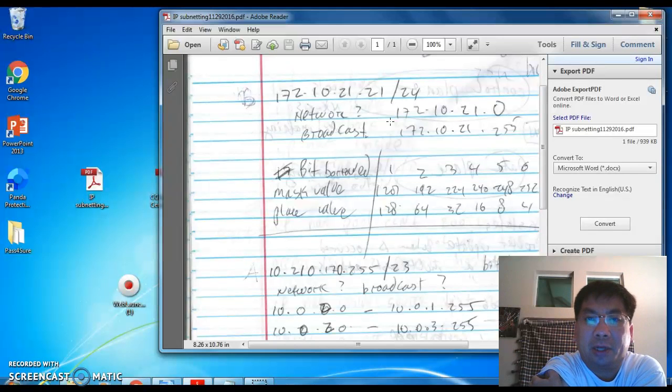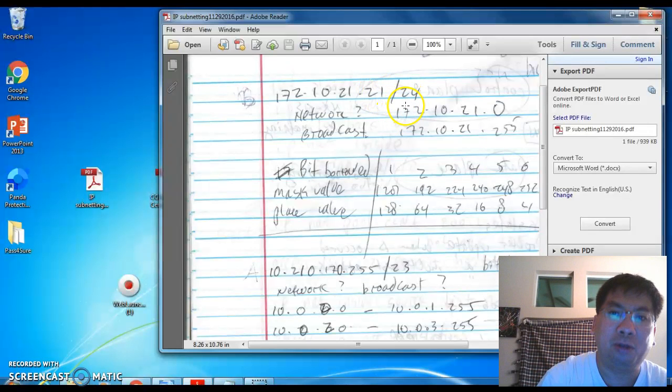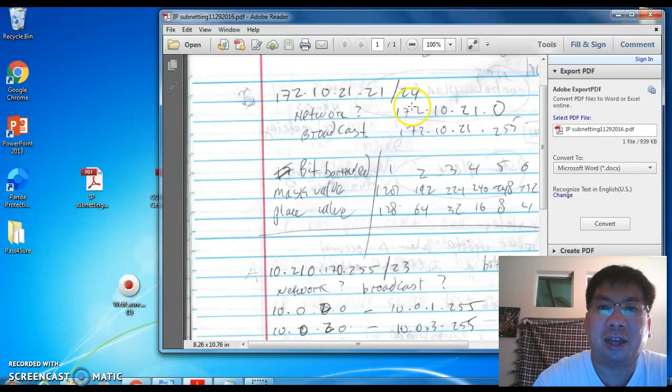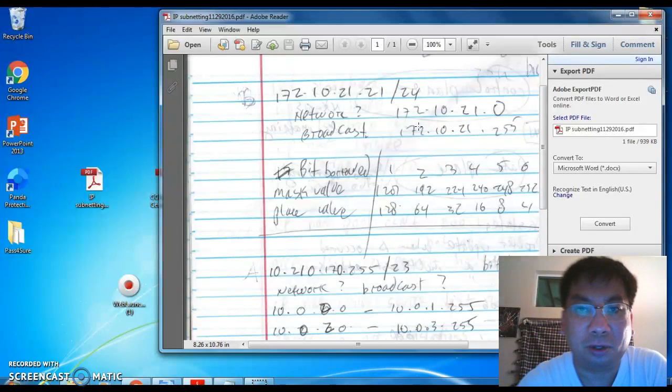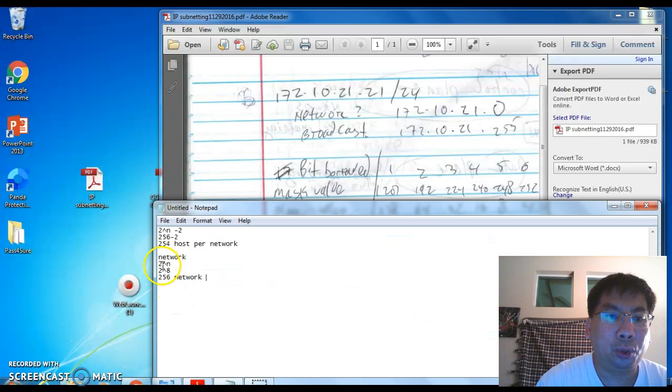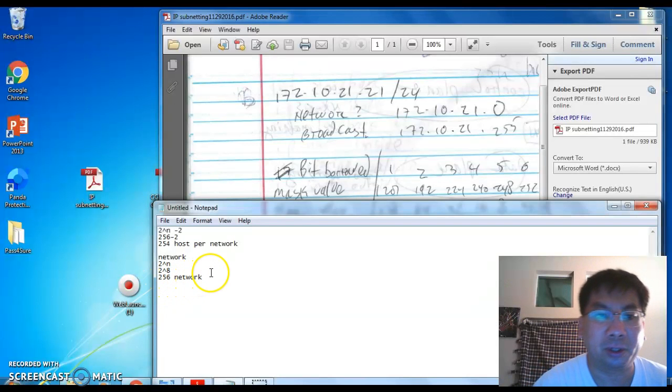The question right now is how many bits you borrow for the network. Okay, you borrow 8 bits because the default class B address is slash what? 16. So you borrow 8 bits. Okay. So there will be 2 to the power of n. Your bit borrow is 8. So 2 to the power of 8 is equal to 256. So there are 256 available networks.